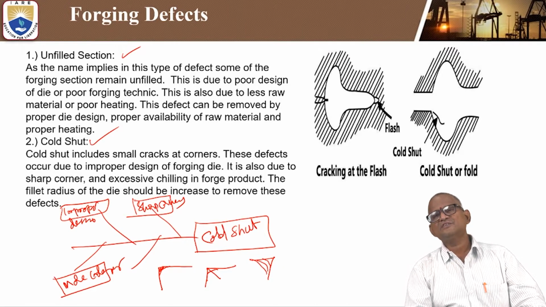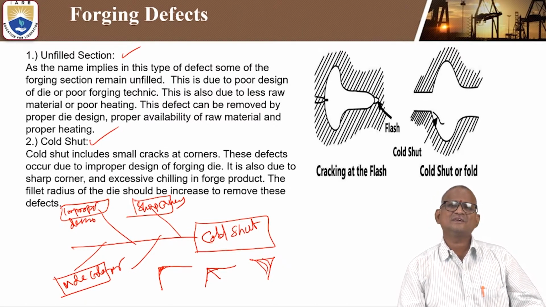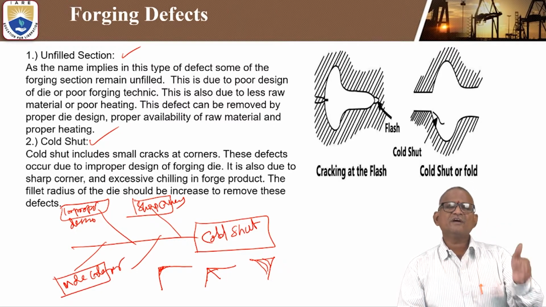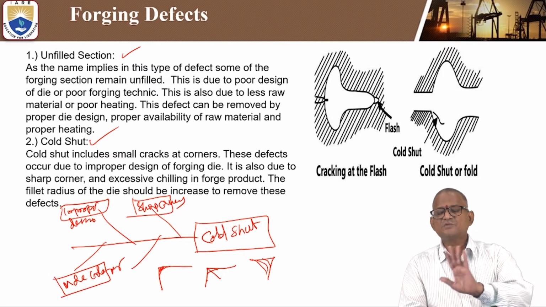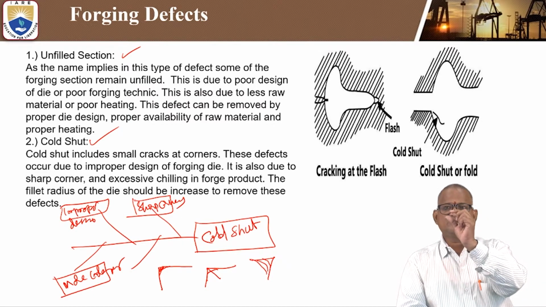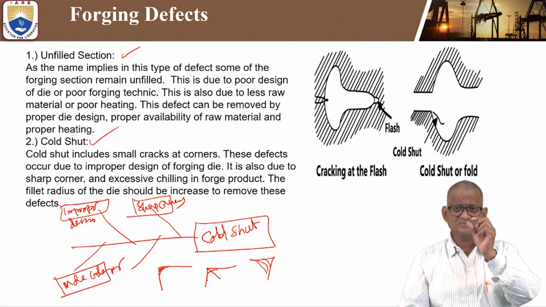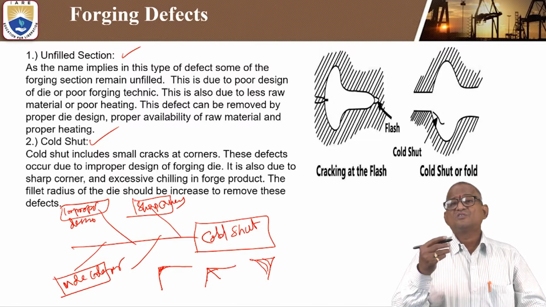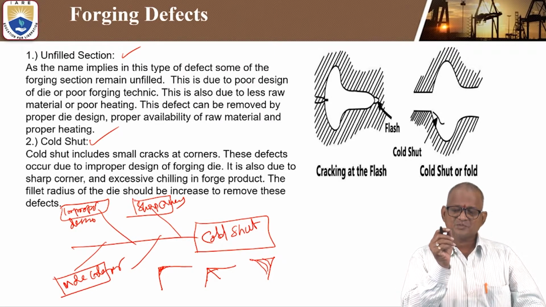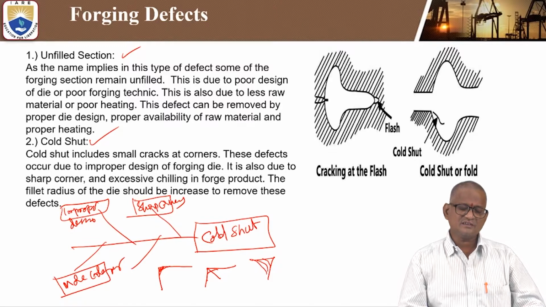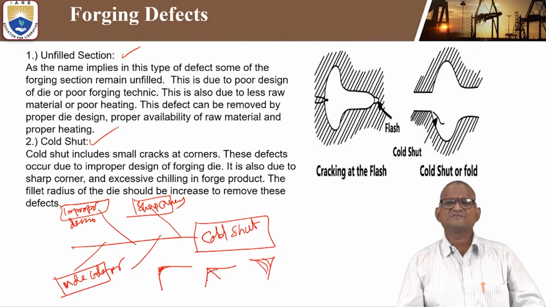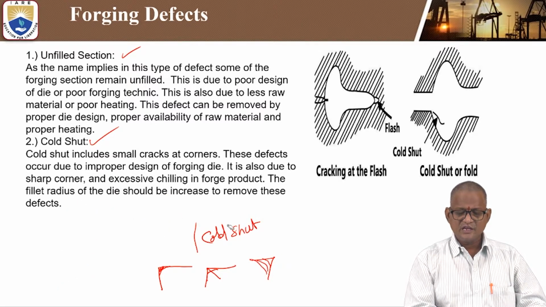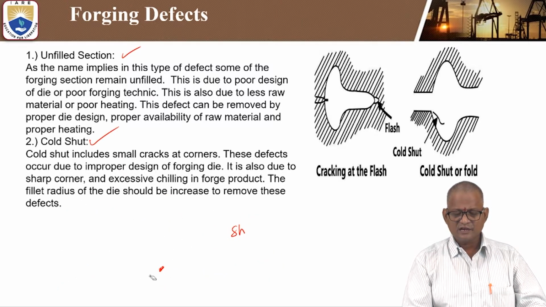Cooling also matters. Once the heating is done and pressure is applied, it will cool immediately. If you provide more cooling, it leads to cold shut, some cracks, and small flashes coming out. These all come under the cold shut defects. So this is what it is about, unfilled section and cold shut.